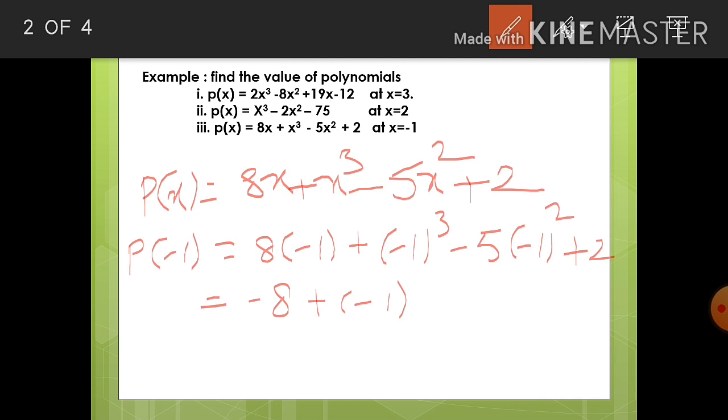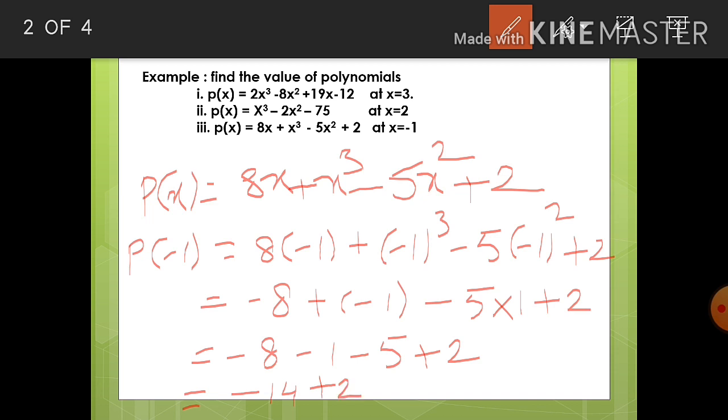1 into 1 is 1, 1 into 1 is 1. Minus 5 into minus 1 square is nothing but minus 5, plus 2, because minus 1 into minus 1, minus into minus is plus, 1 into 1 is 1. Minus 8, minus 1, plus into minus is minus, minus 1, minus 5 plus 2. So after solving it, minus 8 minus 1 is minus 9, minus 9 minus 5 is minus 14, plus 2.